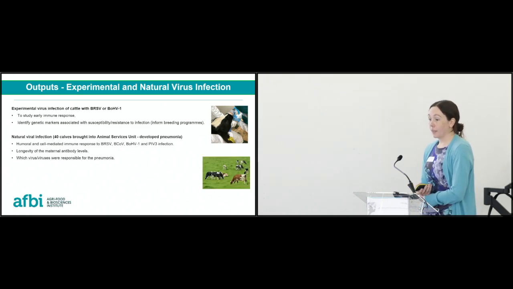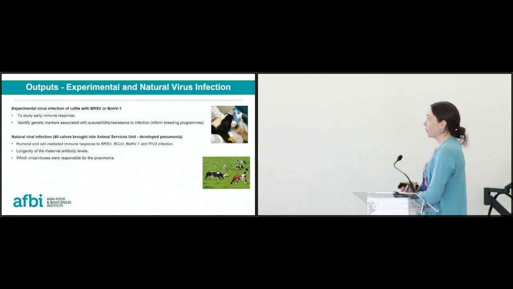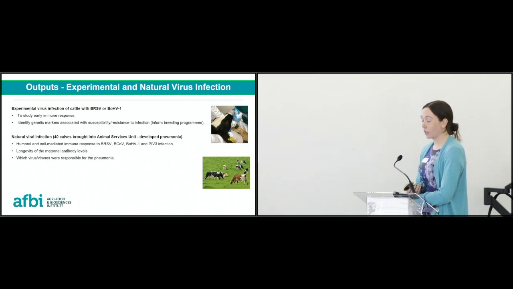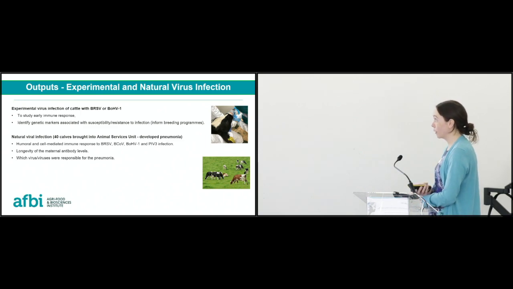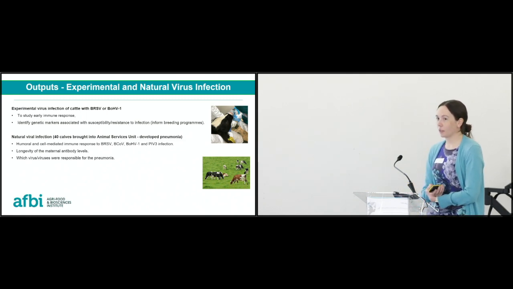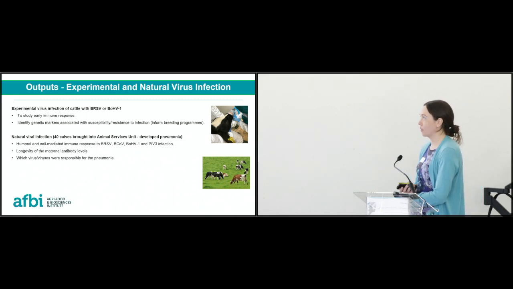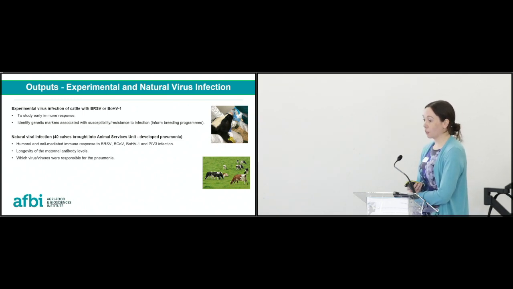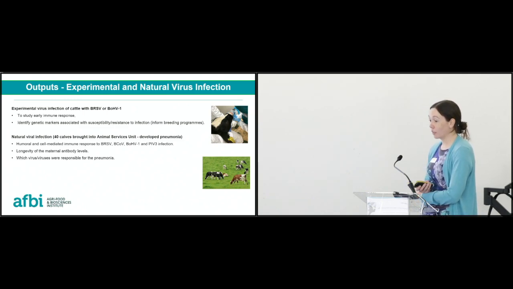In terms of natural virus infection, we had a case around 2 years ago where we had 40 calves brought into our animal services unit, and a lot of them developed pneumonia. At the time that they developed pneumonia, we couldn't sample them because they weren't under license. So later on, when we sampled them, we tried to retrospectively determine what the cause of pneumonia was. So we looked at the humoral and cell-mediated immune response to various viruses.